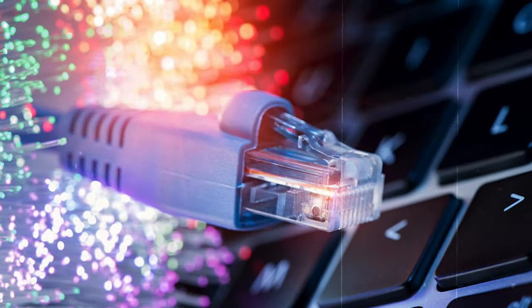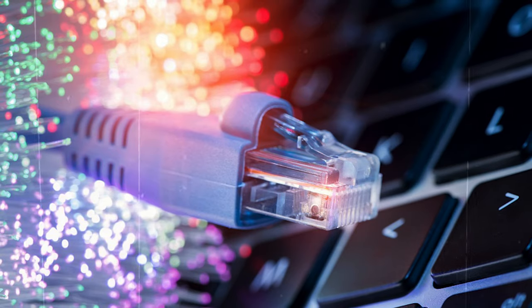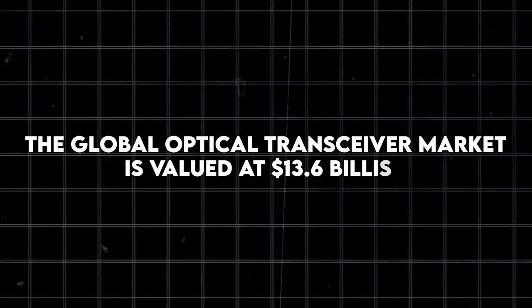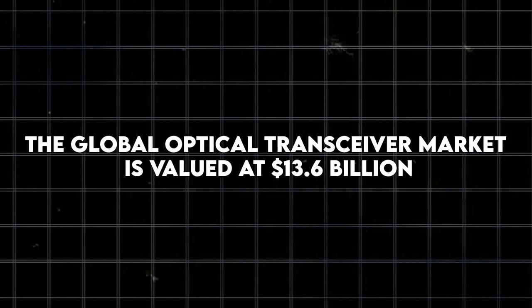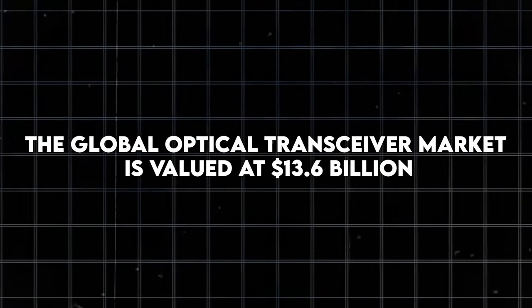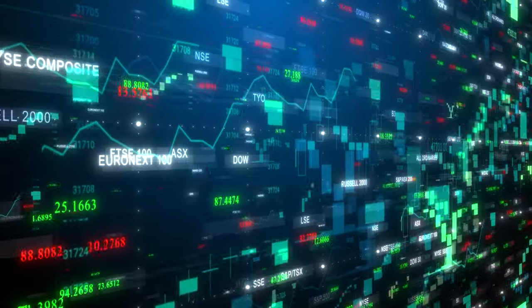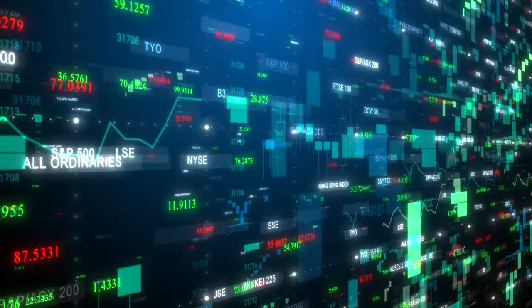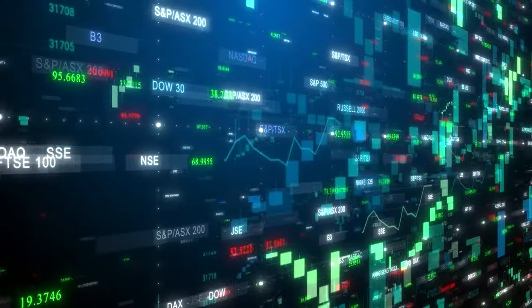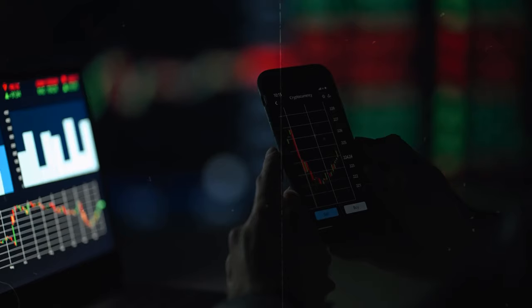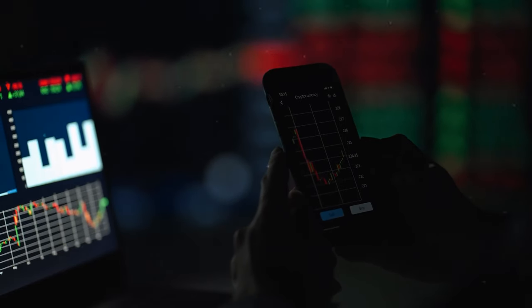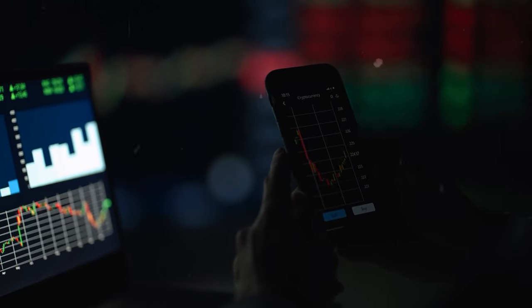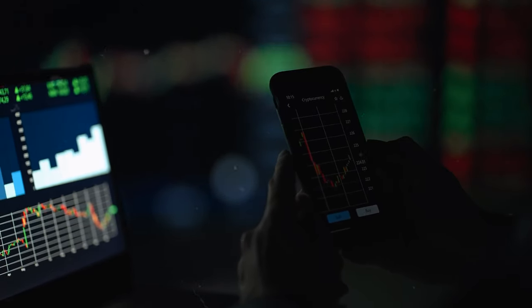Their technology simplifies the manufacturing process and improves efficiency, leading to cost savings and higher margins for their customers. The global optical transceiver market is valued at $13.6 billion and is expected to grow at a compound annual growth rate of 13% over the next 5 years. POET Technologies' innovative approach positions them well to capture a significant share of this market.